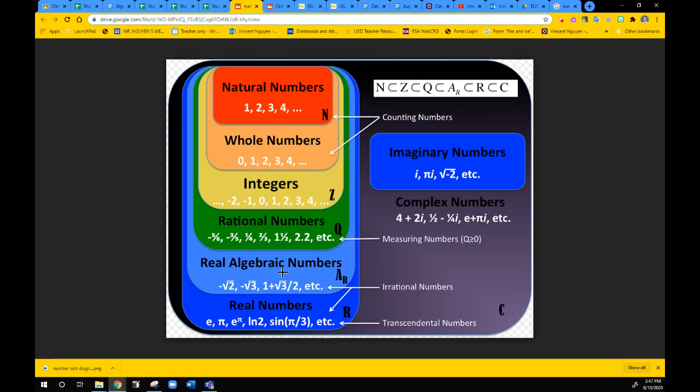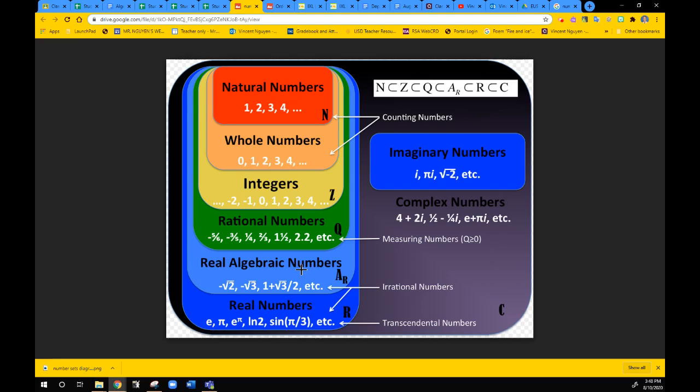And then there is one where they call these real algebraic numbers, or actually they are considered irrational numbers, right? Irrational numbers are numbers that cannot be written as a fraction, right? And they are like square roots that go on forever, but they don't follow a particular pattern.